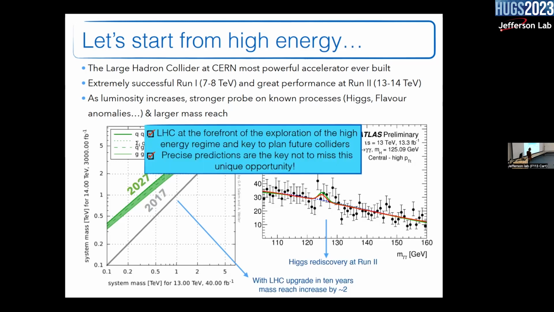Okay, very good. So really, the LHC is at the forefront of the exploration of especially the high energy regime. And it's key. So whatever we are going to find or not find is the key to plan for future colliders that go in the high energy direction, so exploring higher and higher final states and masses. And clearly, precise predictions are the key not to miss this unique opportunity. So then I will quantify, before entering into the details, what is the precision that we really need, and what are the limiting factors in observing things at the precision that we would like, okay?